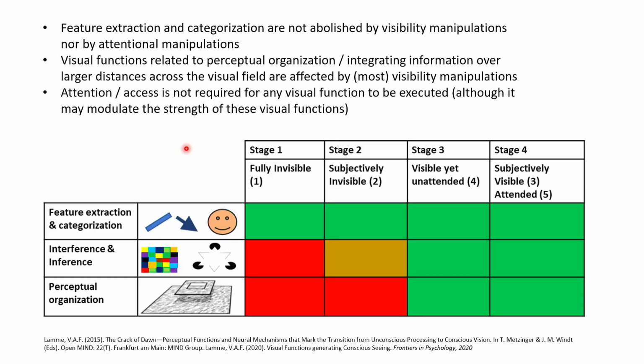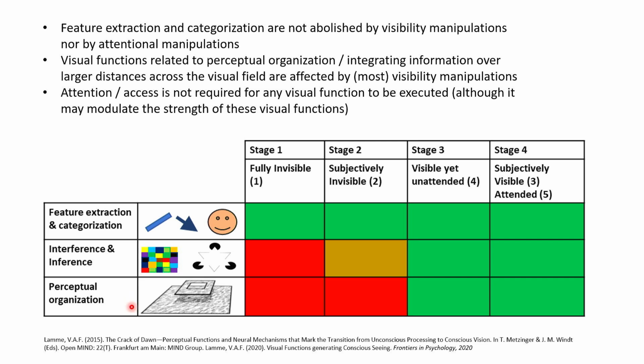So if we summarize all these findings, that's what I've tried to do in this table. If you look at these different visual functions, you will have the feature extraction and categorization, the typical feed-forward stuff. Well, that's basically always happening, whether things are fully invisible, like in masking, or even in subjective invisibility, and of course also when it's unattended, and when it's visible, then of course it's also happening. These things always happen. I already showed you that they even happen during anesthesia. So you sort of have to be, I don't know, dead to not have this happening in your visual brain.